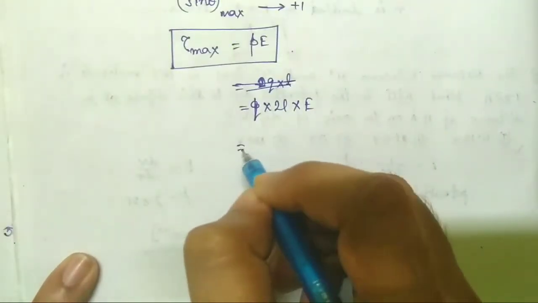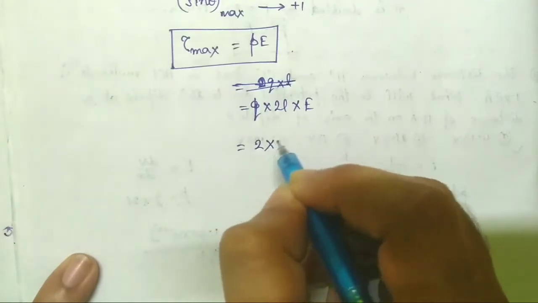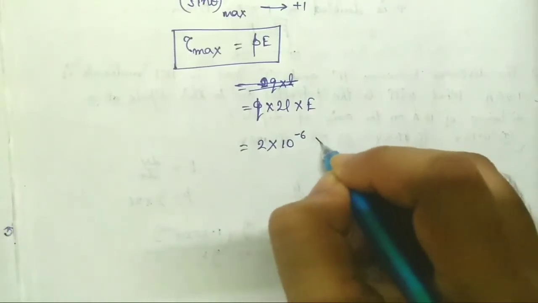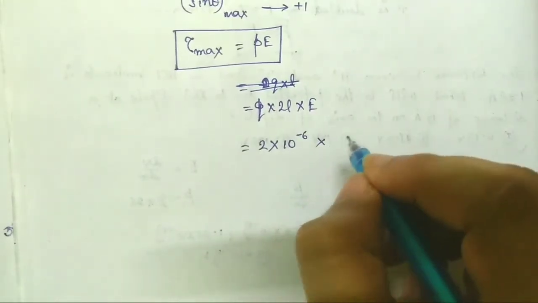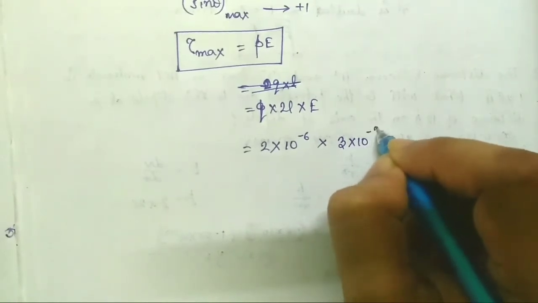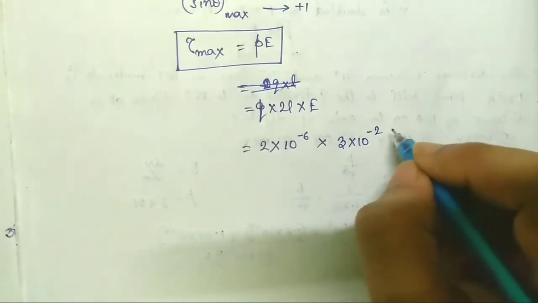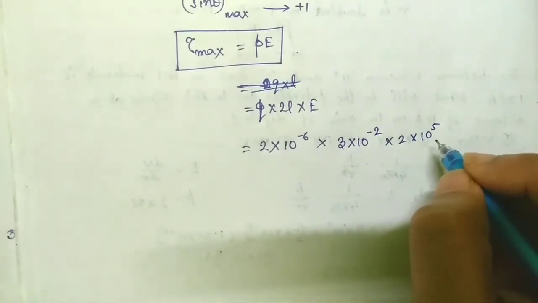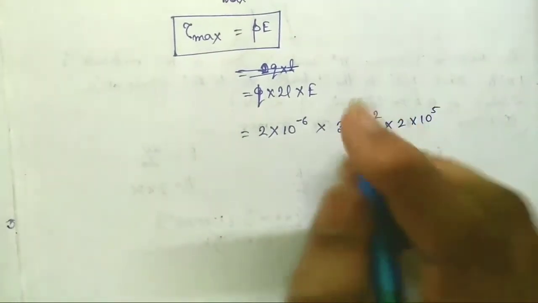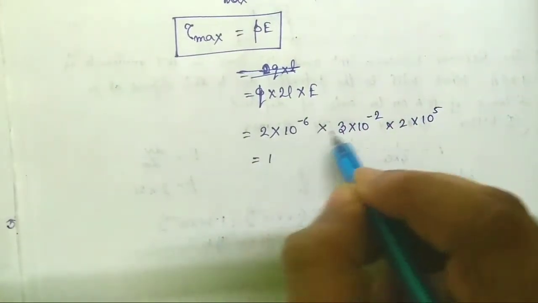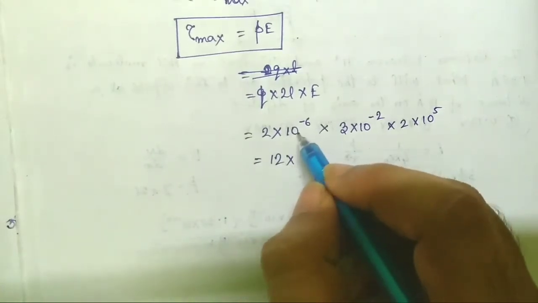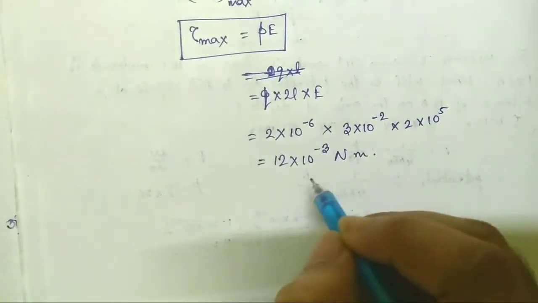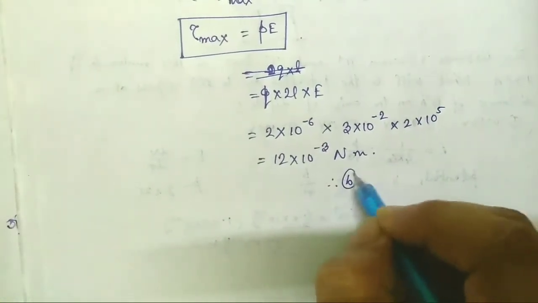Okay. Now what is the charge? Electric charge is 2 into 10 to the power minus 6 coulomb, and the distance between them is 3 centimeter, that is 3 into 10 to the power minus 2 meter, and the electric field is 2 into 10 to the power 5 Newton per coulomb. Okay, now calculate this. We get 12 into 10 to the power minus 3 Newton meter. That is option B is the correct answer.